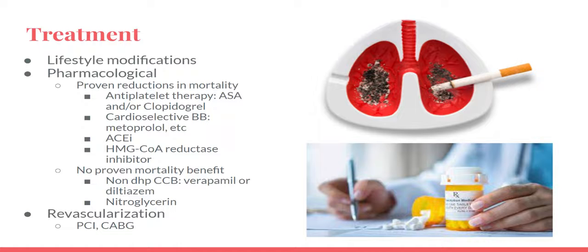When it comes to pharmacological treatments for unstable angina, there's two categories. One being medications that have a proven reduction in mortality, and the other category being medications that have no proven mortality benefit but can help symptom control or quality of life. For medications that do have a proven reduction in mortality, this is going to be antiplatelet therapy. Your patient's going to be on aspirin and or clopidogrel. They will also need to be on a cardioselective beta blocker like metoprolol. They'll be on an ACE inhibitor like lisinopril and a statin.